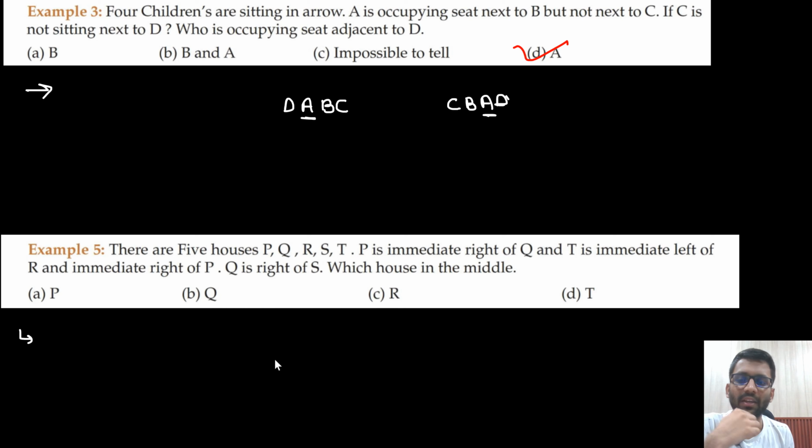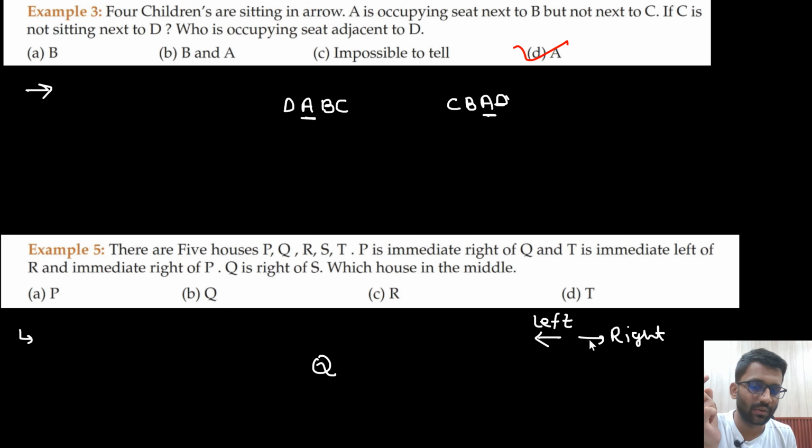So here what they are saying: five houses P, Q, R, S, T. P is immediate right of Q. What will be the right of Q? This will be the right direction and this will be left. When nothing is given, we consider they are facing north. So right of Q is P.